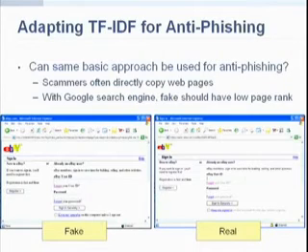So we're thinking about this more, and we're thinking, well, could we actually adapt the same algorithm for anti-phishing? Part of the rationale we think this works well is because scammers often directly copy web pages. So you notice here the fake eBay web page and the real eBay web page, they're pretty much the same in terms of the actual content. The only thing that's different is what URL this thing is sending the data to.